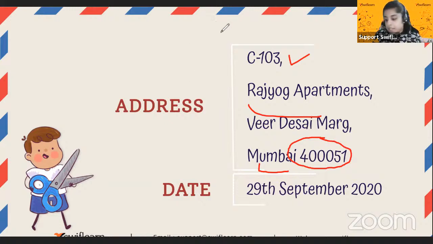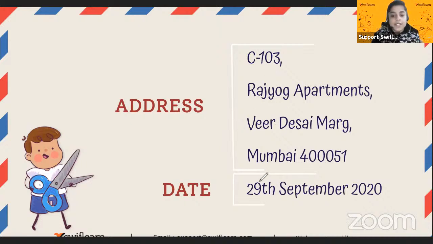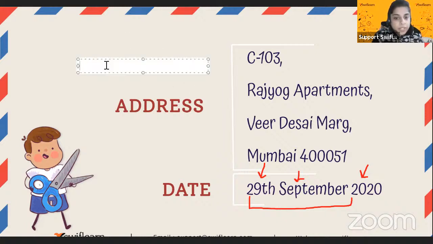This is how the date is written. I am showing you how the date is written. You can see here, the complete date is written here, 29th September 2020. First you write the day, then the month and the year. So this is how the date is written in the letter. You don't write it like this. Please don't write it like this. The complete date has to be written. First the day, then your month, and then the year.